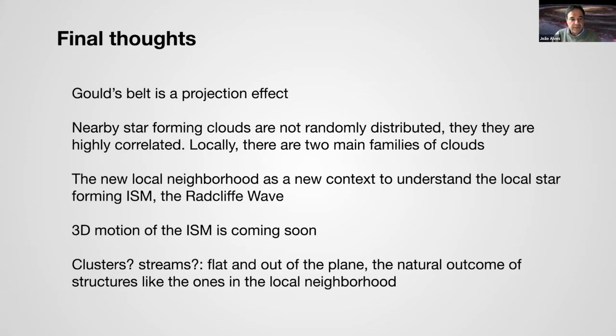So my final thoughts: Gould's Belt, I think, is a projection effect. The nearby star-forming clouds are not a random distribution; they are highly correlated. There are two families of clouds, the mothers of the GMCs, so to say, which is very important, particularly following the work of Lee on forming molecular clouds through flows. I think this is exactly what we have to focus on to understand the gravitational wave, and it will give us a wonderful handle not only on our galactic structure, but also on how you form these clouds.